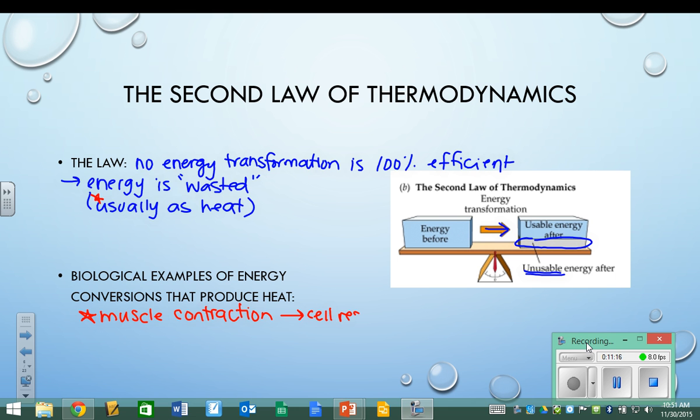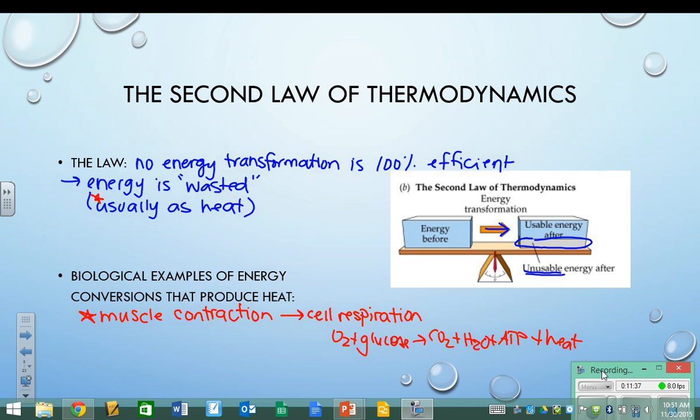And that's because of cell respiration. In the reaction for cellular respiration, we take our oxygen and our glucose. They react to produce CO2, water, ATP, and heat. Heat is always one of the byproducts, and in fact, in most chemical reactions, some sort of heat is produced. Another really good example, biologically speaking, that produces heat is decomposition. So when something has died and material is being broken down and decomposed, decomposition produces quite a bit of heat.